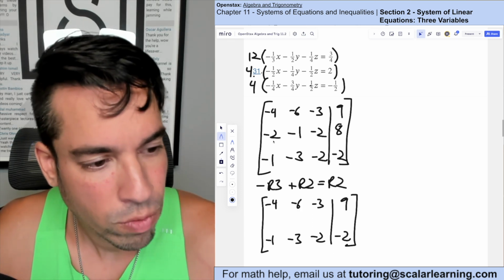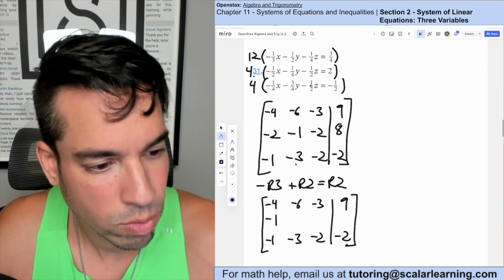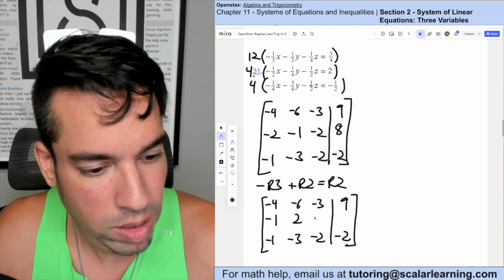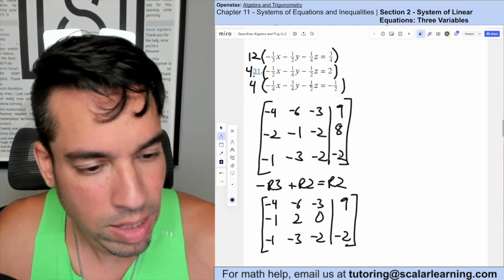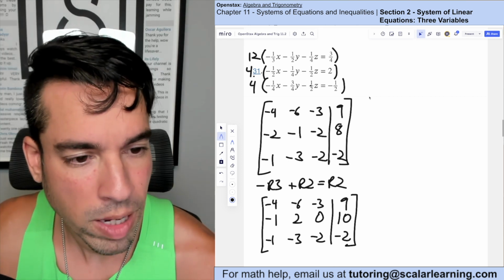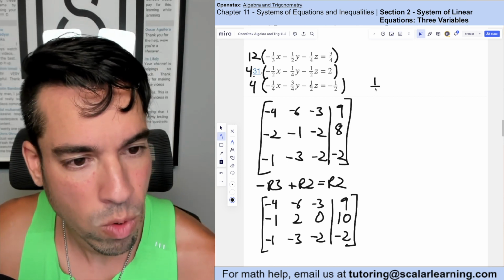So we got +1 plus -2 is -1. +3 plus -1 is 2. And then positive 2 plus negative 2 is 0. And then we got positive 2 plus 8 is 10. So we flip that nice and easy. Now let's go ahead and multiply the top row by negative 1/4.